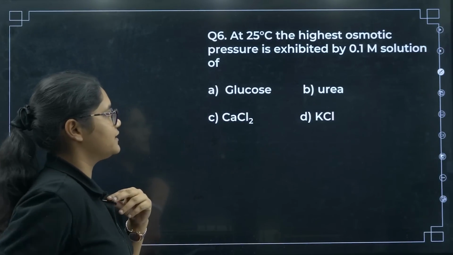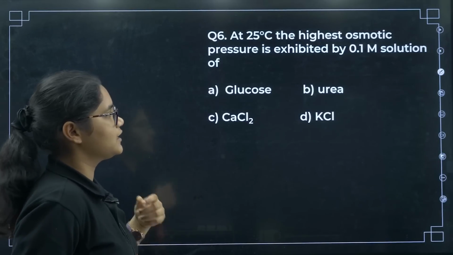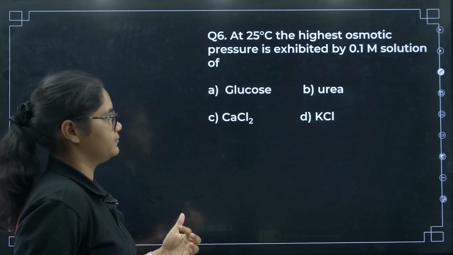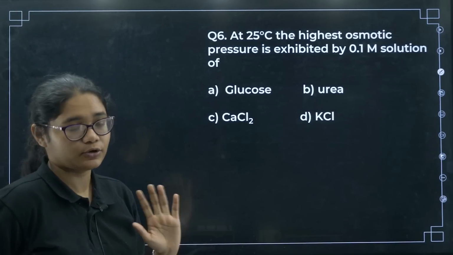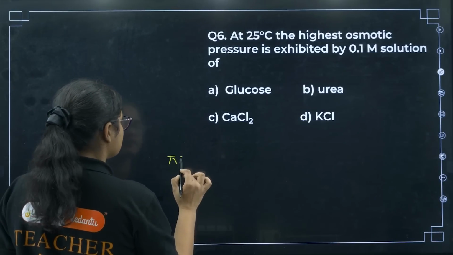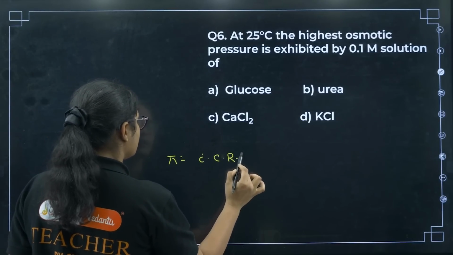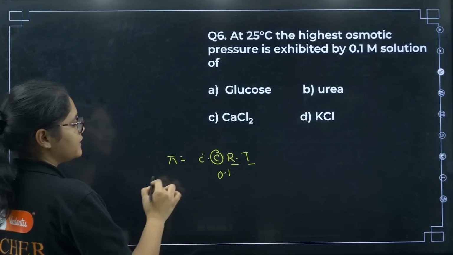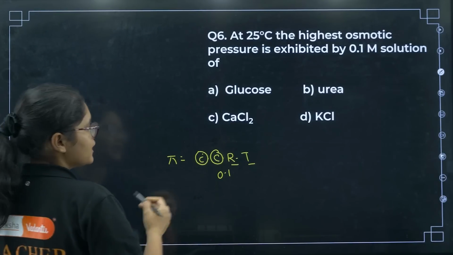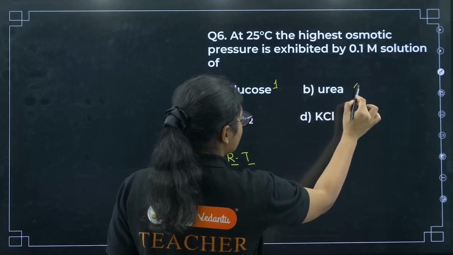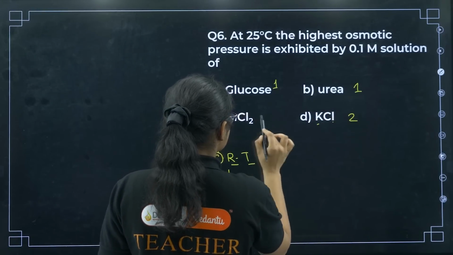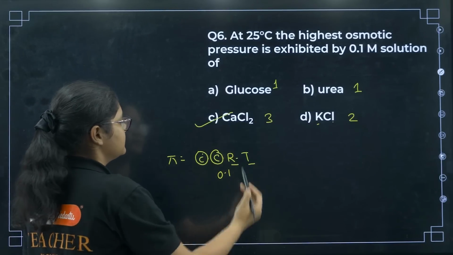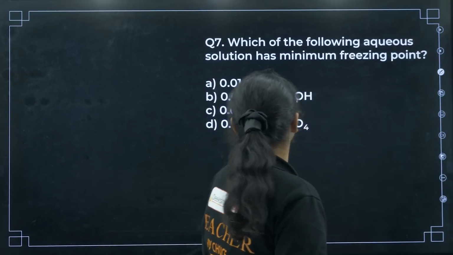At 25 degrees Celsius, the highest osmotic pressure is exhibited by 0.1 m solution of which? So if you see, pi is equal to i into C into R into T. C is already given, 0.1, R is constant, T is constant, so it will directly depend on the i value. So here the i value of glucose is 1, urea is 1, KCl is 2, calcium chloride is 3, right? I value 3, more osmotic pressure, so option number C here. Next, we'll move to question number 7.